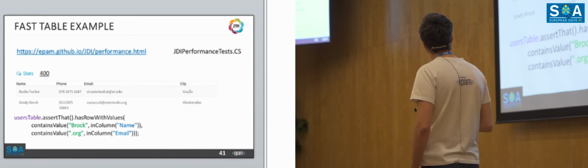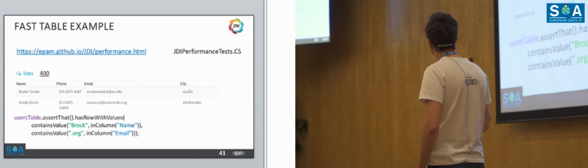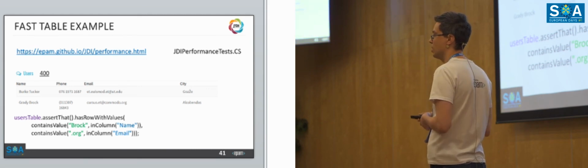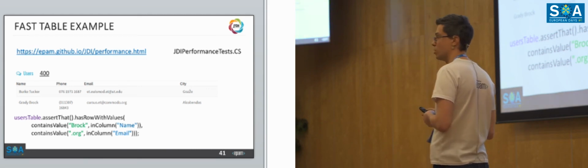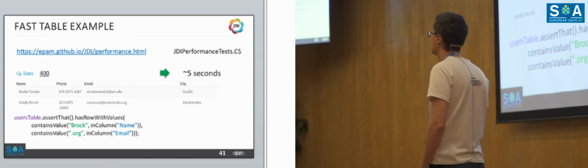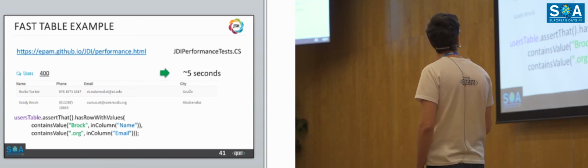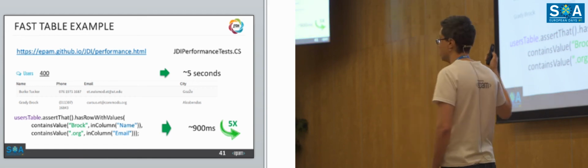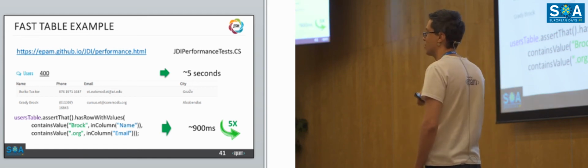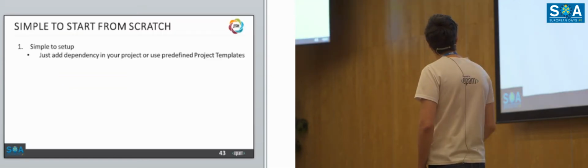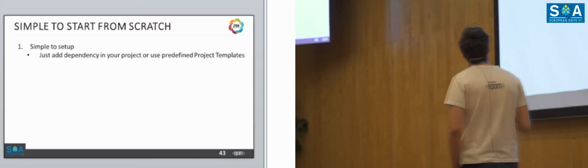And for the table, for example, you have this kind of table, and you can look at how the filtering of the table can look in JDI. You just mention what rows you want to find. And for Selenium, it takes about 5 seconds. It's faster than for the drop-down. And in JDI, it takes less than 1 second. Not as big a performance gain as the previous, but also 5 times. It's good, I think. Okay, let's go to the next.